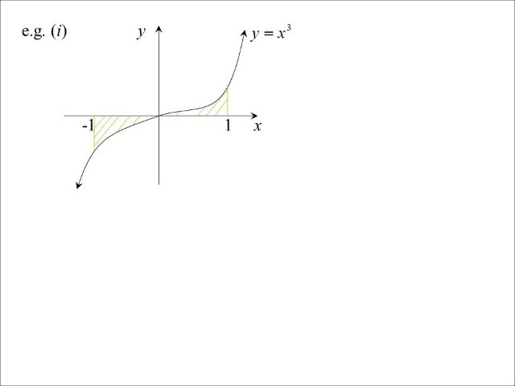Now, we know this integral from -1 to 1 would be 0, because it's an odd function. Area below would cancel with area above. So if I simply do the integral, I get the answer of 0, and of course that's a ridiculous answer for the area.